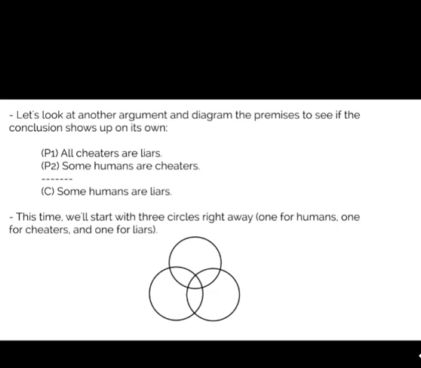If I give you an argument and I ask you to put it into symbolic form, your first step will be to make sure that there are only three categories. Once you know there are three categories, go ahead and make three circles that are going to represent each of those categories.